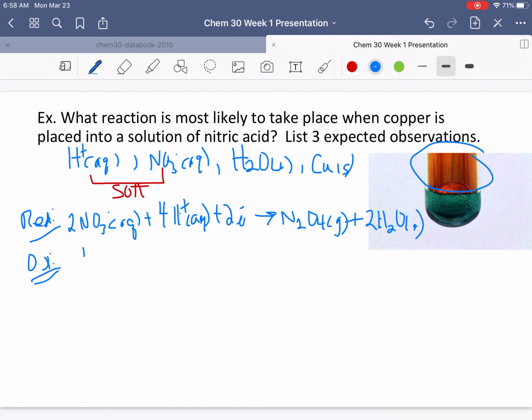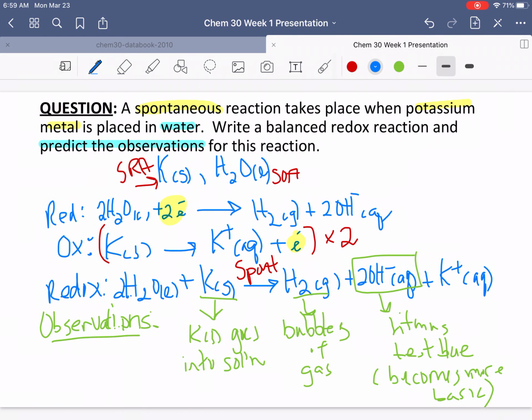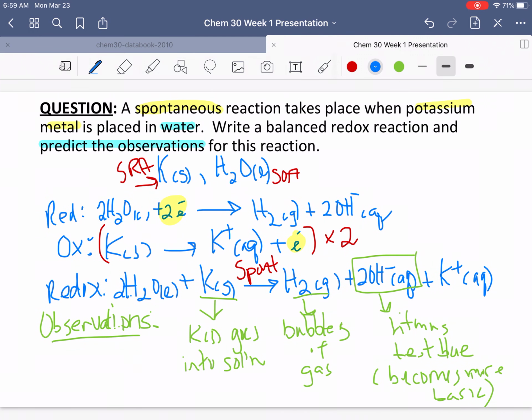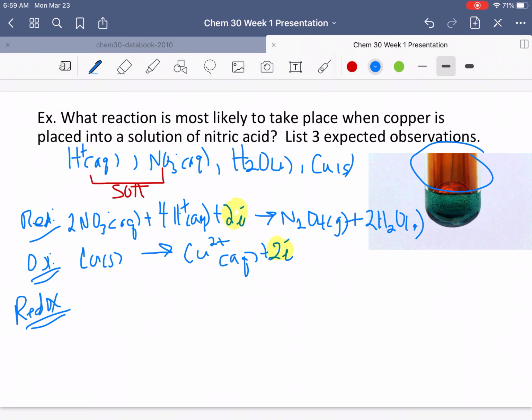Oxidation reaction. Copper solid is going to lose electrons to become copper 2+ aqueous plus those 2 electrons. Check them out. We have a situation where 2 are going in and 2 are going out, which means everything is already balanced. So when you do your redox equation, it makes it a little bit easier. As we go through this, I just realized when I went through this one, I didn't balance it. Okay, we'll go back to that previous example. Sorry about that. Okay, here's our redox.